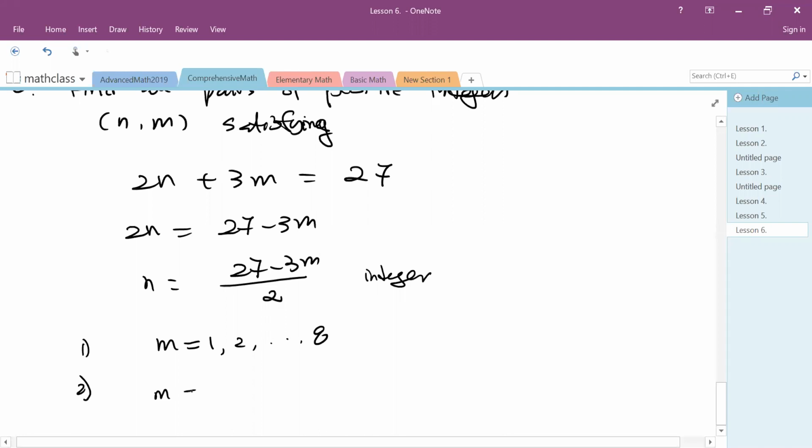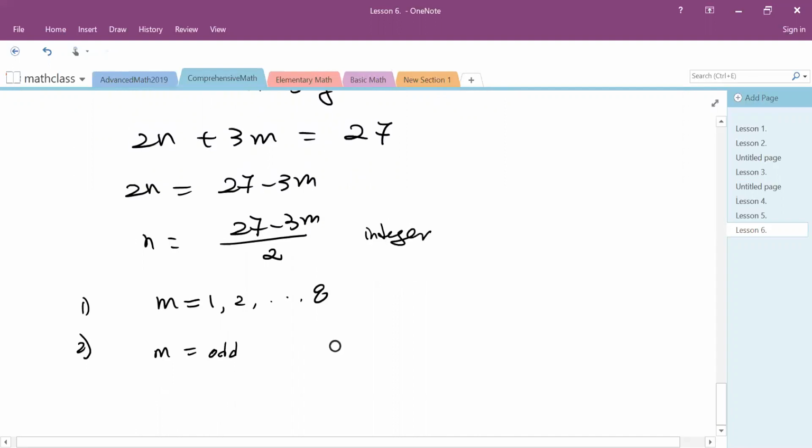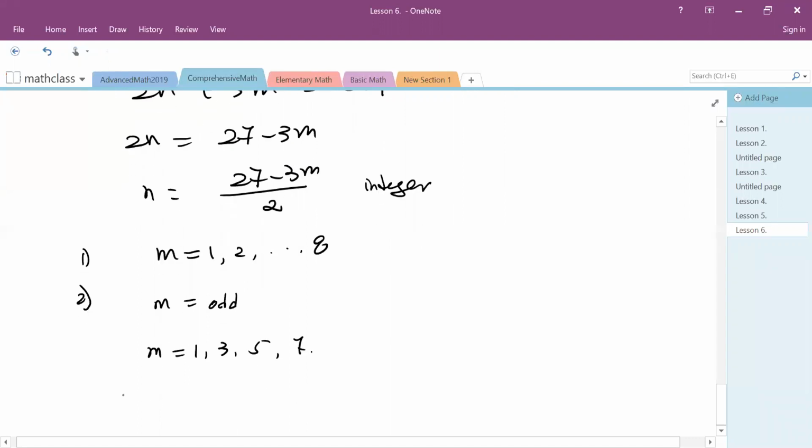So m must be an odd number. Otherwise the numerator cannot be even, because if m is even, then odd minus even is odd, and odd divided by 2 is not going to be an integer. So immediately you conclude that m is going to be 1, 3, 5, 7. So you only have 4 choices. Then you check which one gives you a good answer.